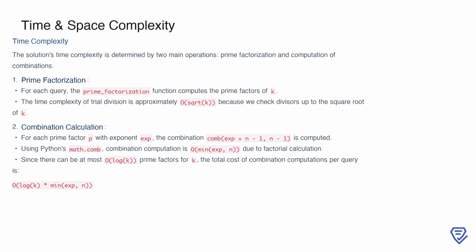Next, we handle the combination calculations. For each prime factor p with an exponent exp, the formula comb(exp + n - 1, n - 1) is used. Python's math.comb function allows us to compute combinations efficiently with a complexity of O(min(exp, n)), which stems from the factorial operations involved. Since there can be up to O(log k) distinct prime factors for k, the total cost of combination calculations per query becomes O(log k * min(exp, n)). These two operations together lay the foundation for analyzing the time complexity of the solution.